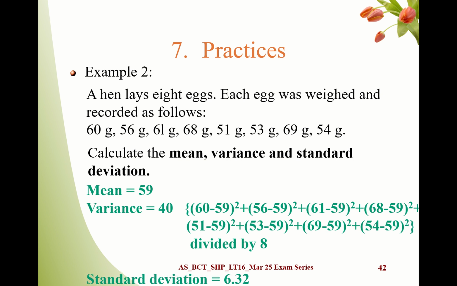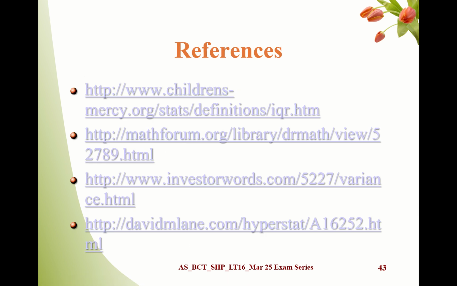Anyway, if you do all this, you divide by 8, that's your variance, which is 40. So what you should do is square root the 40 to get your standard deviation, 6.3. All right, so try it out and see whether you can get it. If you have any questions, please check with us. All right, thank you.